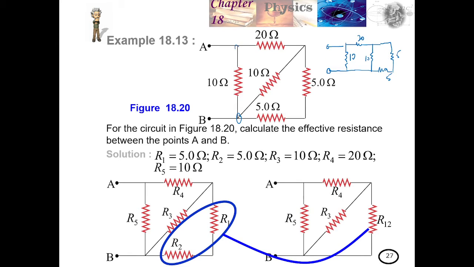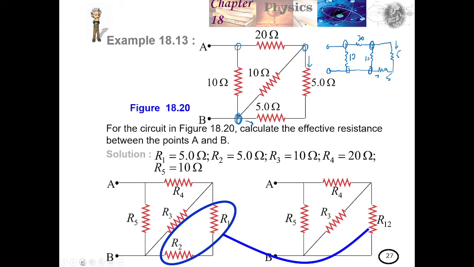Let's check. For this one, it is over here. Number 1. Number 2, at B here you have the same thing over here. And after the 20 ohm, you have a junction between the 20 ohm and the 10 ohm over here. This junction goes to the 5, and this junction over here also goes to the 5.